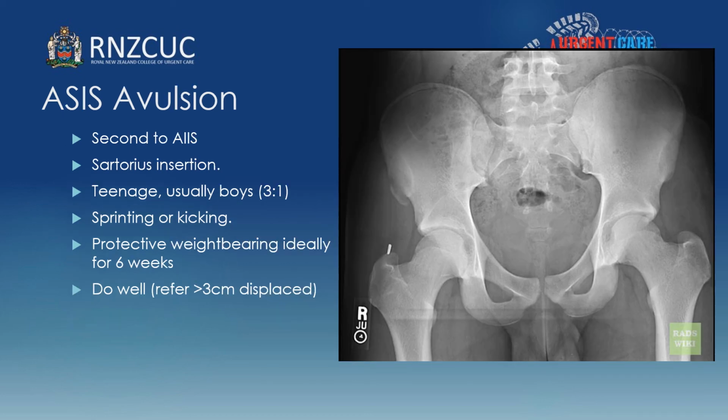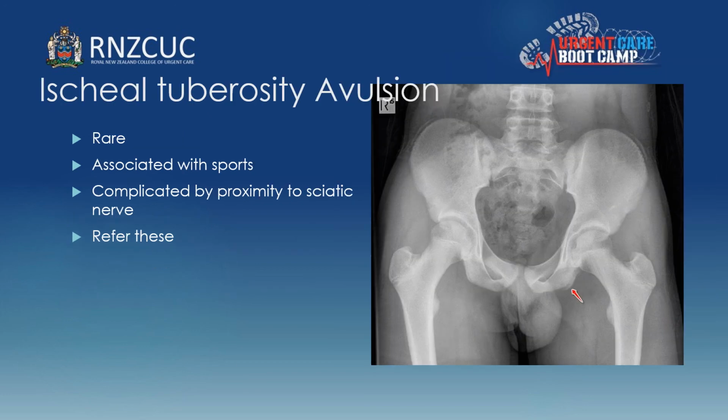Moving on to the ASIS, again, a little bit less common than the AIIS. Sartorius insertion, they do fine as long as they're not massively avulsed. If they're more than 3 centimeters they should probably be referred to be put back on. Again, a bit of protected weight bearing and then you're off to the races there. Ischial tuberosity avulsions are super rare, but refer these because the sciatic nerve is right next door, and if these get scarred down onto that, then that provides quite a lot of problems.